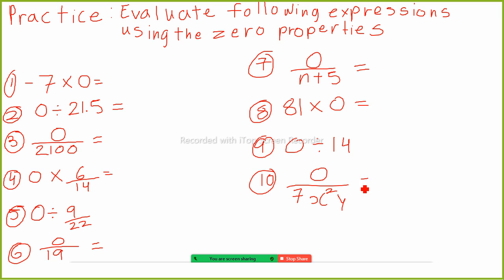where n is not equal to negative 5, and x and y are not equal to 0. All right, so those are your 10 questions. We're going to give you 2 minutes to answer these questions. And the timer has begun. There's 10 of those questions.